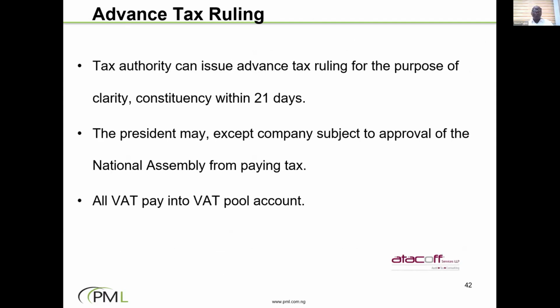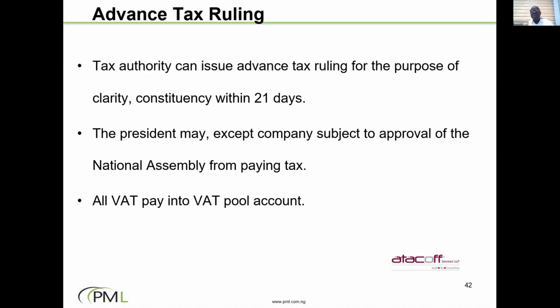Again, the new law introduced what we call the advanced tax ruling. You can approach the tax authority and say, I'm doing this transaction, I am not sure what the tax should be, please give me your opinion and your position in respect of that. That is what the advanced tax ruling is trying to achieve. The tax authority can issue an advanced tax ruling for purposes of clarity and consistency within 21 days.